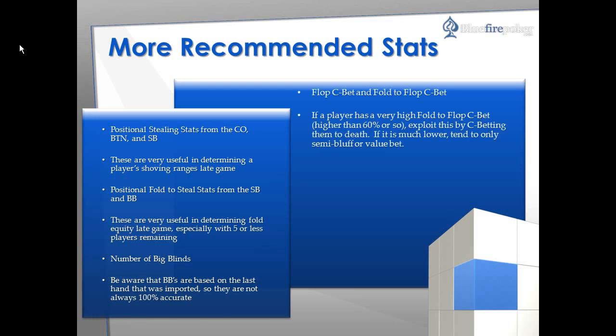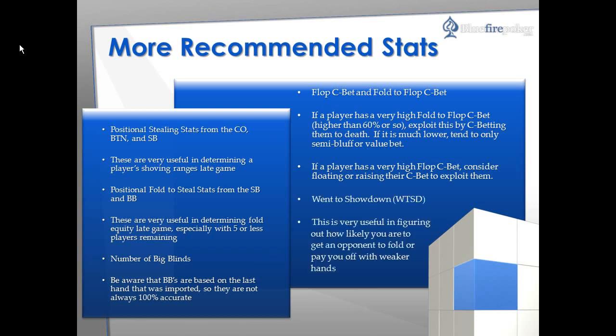A couple useful post-flop stats are the flop c-bet and fold to flop c-bet stats. If a player has a very high fold to flop c-bet stat, around 60% or so, we can exploit this by c-betting them to death. If it's much lower, we should tend to only semi-bluff or value bet against this player. If a player has a very high flop c-bet percentage, then we could consider floating or raising their c-bet to exploit this fact.